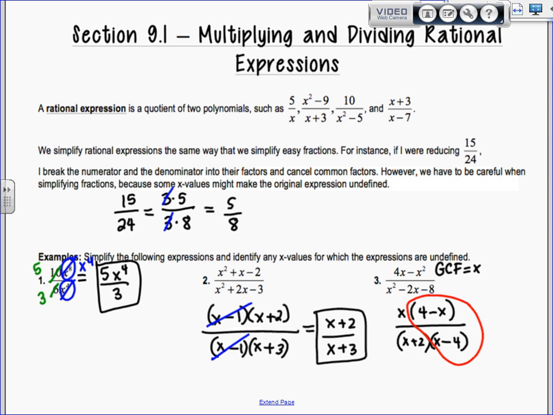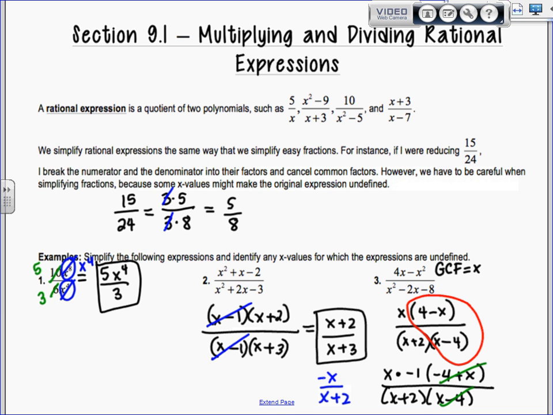Yeah, Jenny? Yeah, so on the top, what I'm going to do is I'm going to pull out a -1. So I'm going to have times -1 times -4 plus x. Right, and then on the bottom, I'm going to have my x plus 2 times x minus 4. Now you can kind of see that they're the same thing, right? I have -4 plus x. That's the same as x minus 4. So then it reduces out. So my final answer is -x over x plus 2.